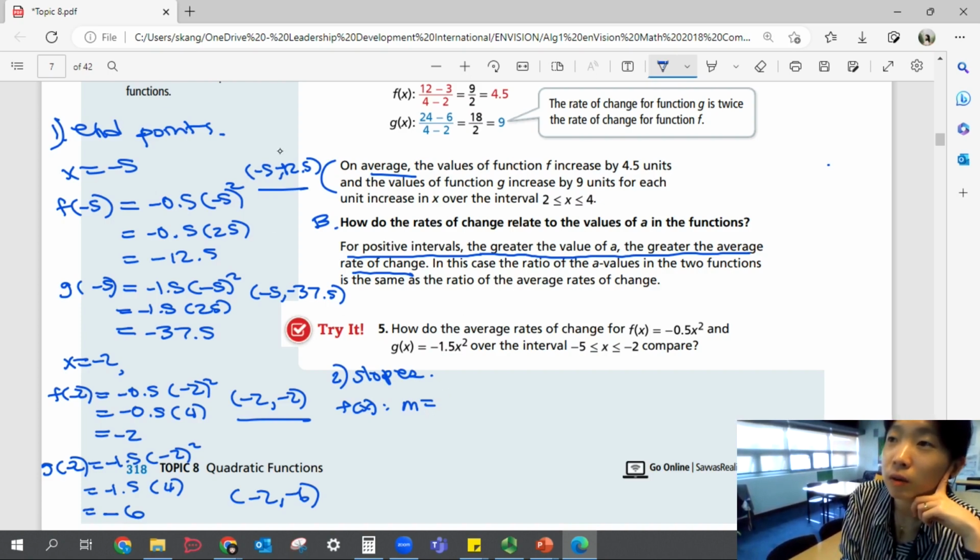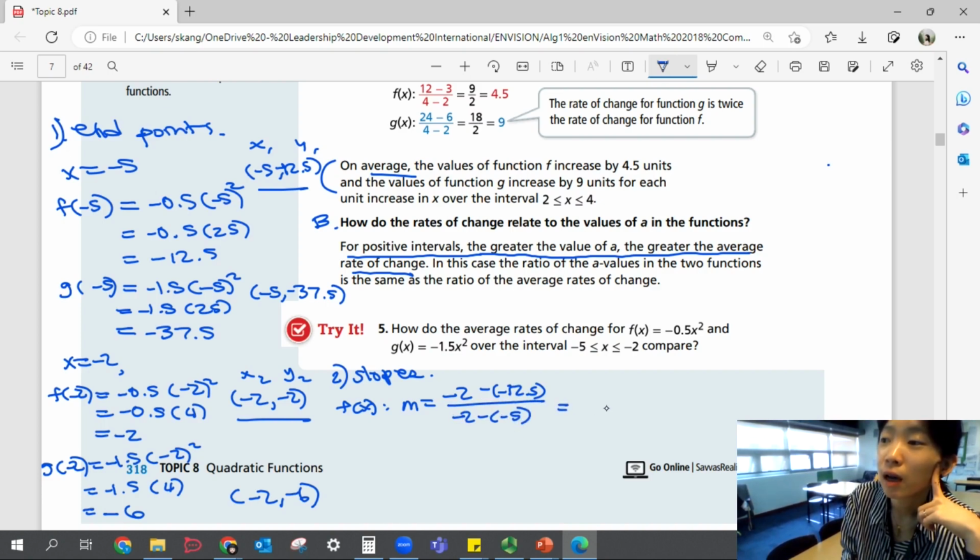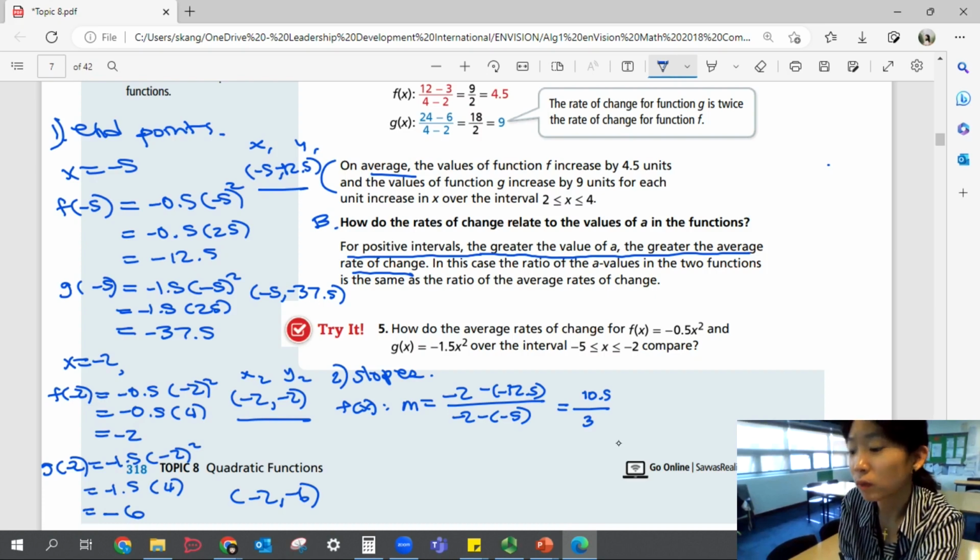And that's x, that's y, that's x, that's y. Let's put first and second points. So negative 2 minus negative 12.5 over negative 2 minus negative 5. And that would be 12.5 minus 2, so 10.5 over 5 minus 2, 3, right? So for f of x, your rate of change is 3.5, okay?